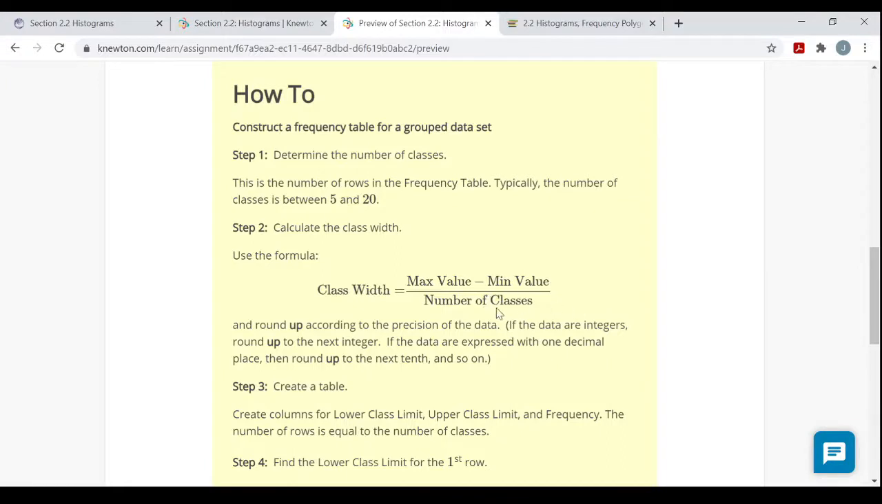Then divide that by how many classes you want to break the data up into. And then round up, always round up according to the precision of the data. Look at what decimal places the data are recorded in, and bump the class width up to the next highest value in that same decimal place. So if the data are integers, round up to the next integer. If the data are expressed with one decimal place, then round up to the next tenth, and so on.